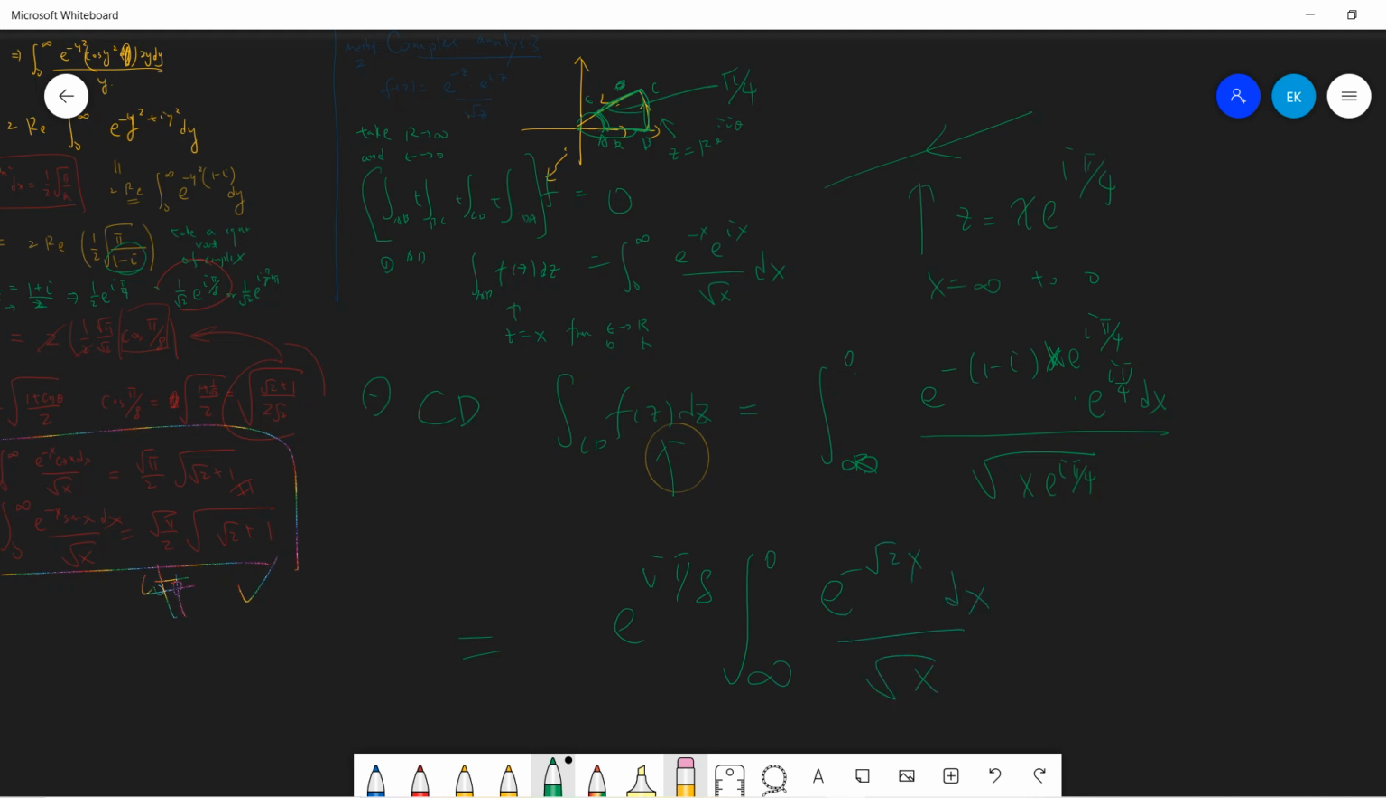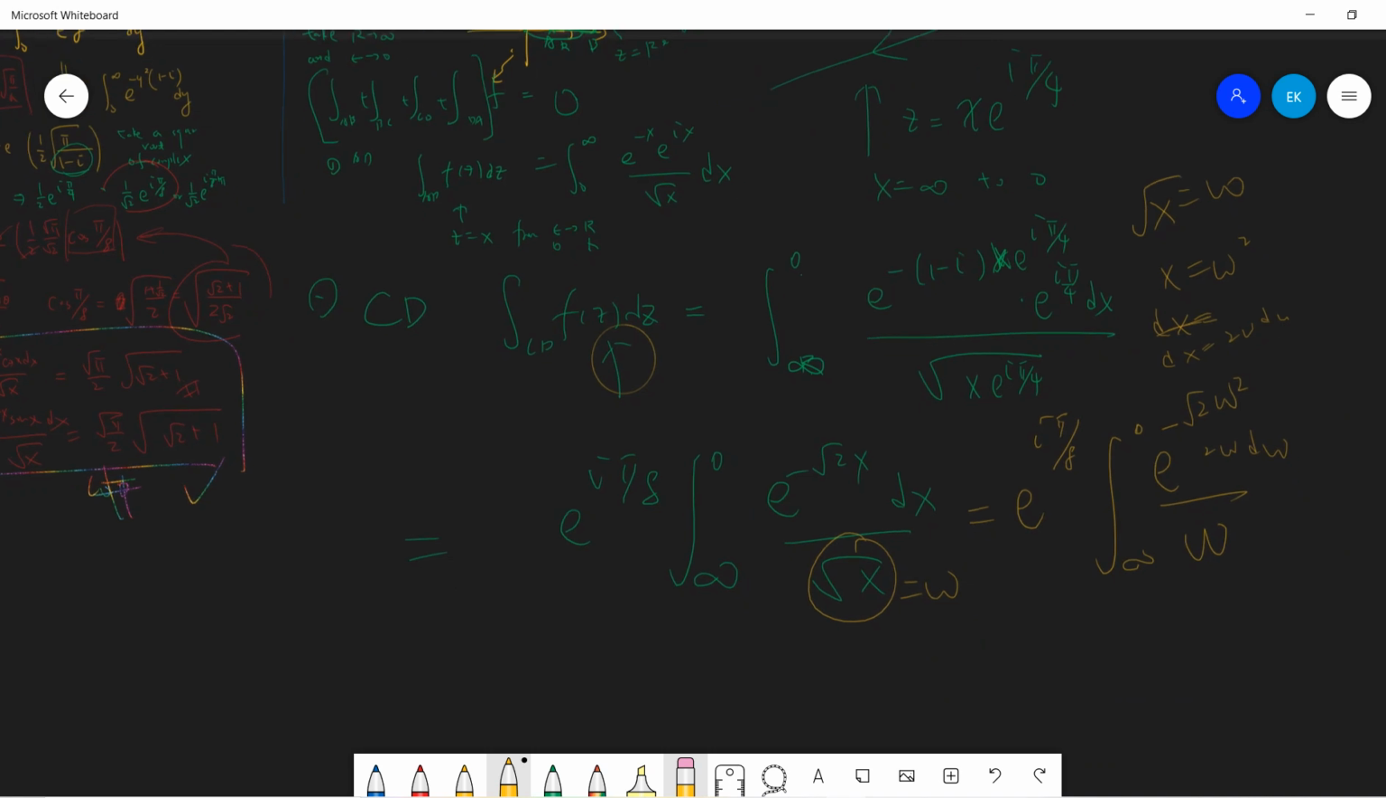Finally, we compute the integral of exponential minus square root of x, dx divided by square root of 2x. The key idea is to let this be omega. So this term is fixed, and the integral from 0 to infinity of exponential minus... this is omega, the square root of x is omega, so x is omega squared. So you get the square root of 2 omega squared, and dx gives you 2 omega d omega. So you get the exponential i pi divided by 8 times 2, the integral from 0 to infinity of exponential minus square root of 2 omega, omega squared d omega.